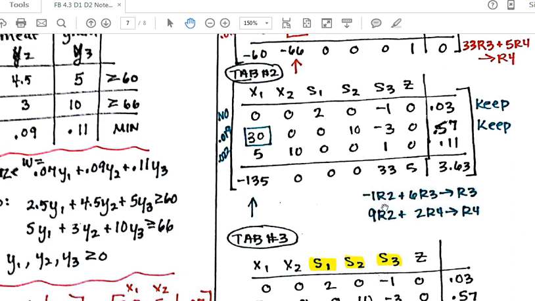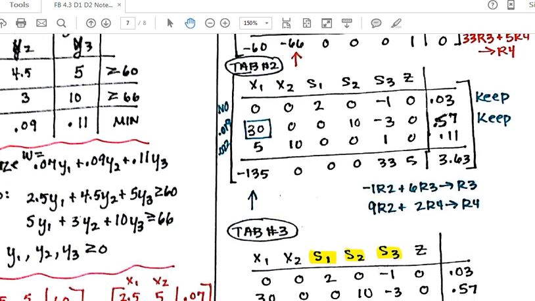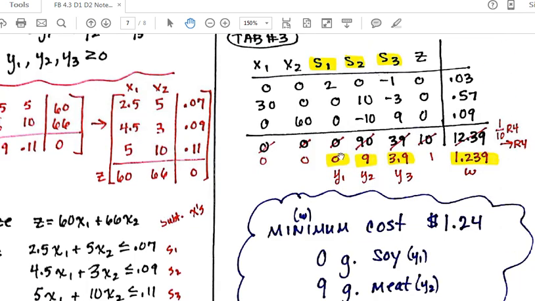If I do those row operations right here, notice I use row 2. I don't have to do a row operation with row 1. I only have to do one with row 3 and row 4. I get a simplex tableau that looks like this.